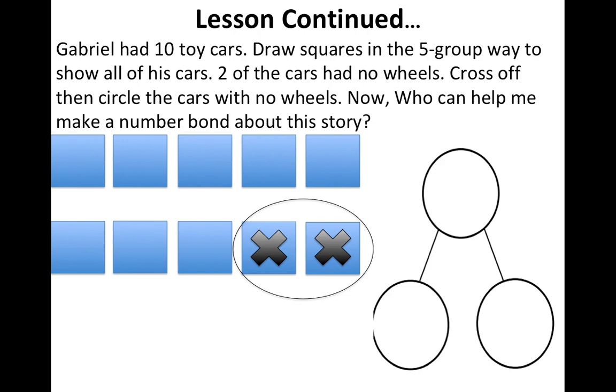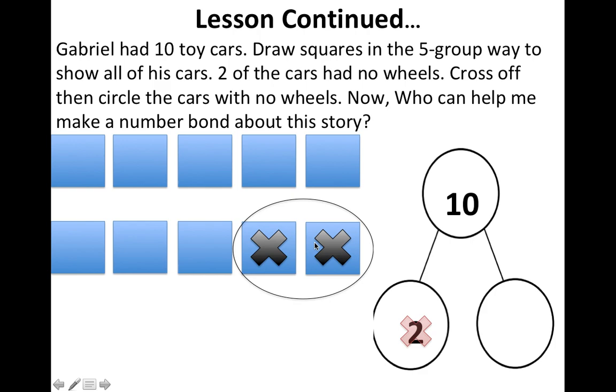So now that we have our number bond, how many cars did Gabriel have in the beginning? Right? From the beginning, he had 10 cars. Then he found out that 2 of his cars didn't have wheels. So I'm going to put 2, right? Because I have 2 cars in circles with an X mark. I'm going to follow the same thing. I'm going to cross the 2 off to show that these 2 cars didn't have any wheels.